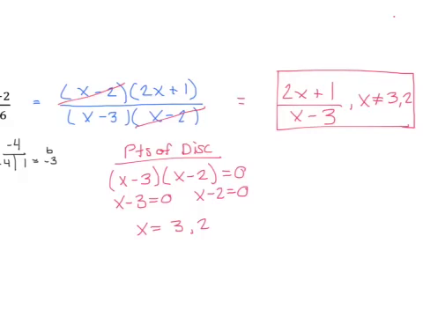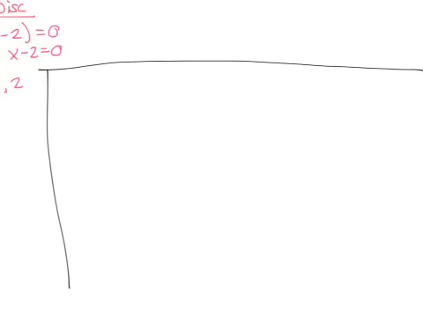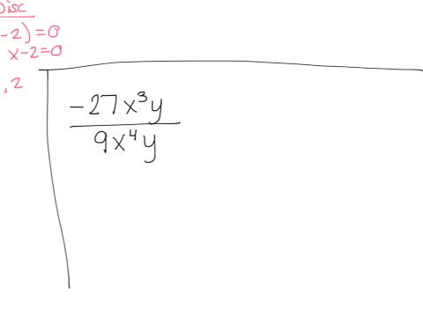Actually, before you flip over to the back, I want to do one more short example, just because I think you'll have one like this on your homework, and I want you to be able to do it. Okay, so write down negative 27 x cubed times y over 9x to the 4th y. All right, let's see if we can simplify this. What's negative 27 divided by 9? Negative 3.